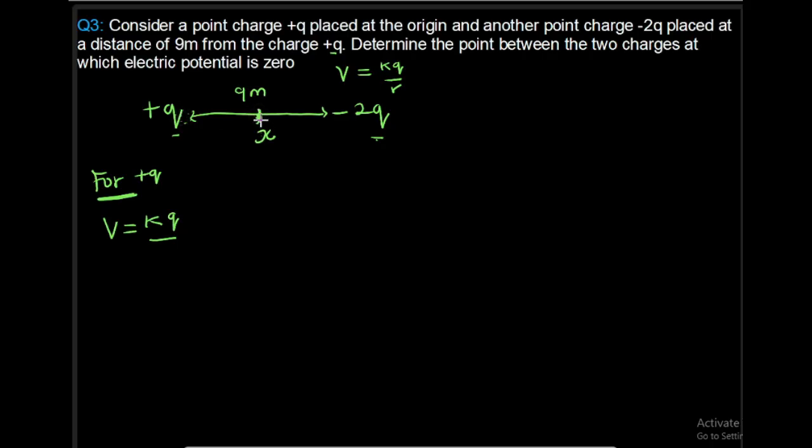Potential of this charge is 0. Potential of this charge is also 0. So it simply means the potential of the two of them are equal at this point. So let's get their individual potentials. We equate them and then we'll get the value of this point.